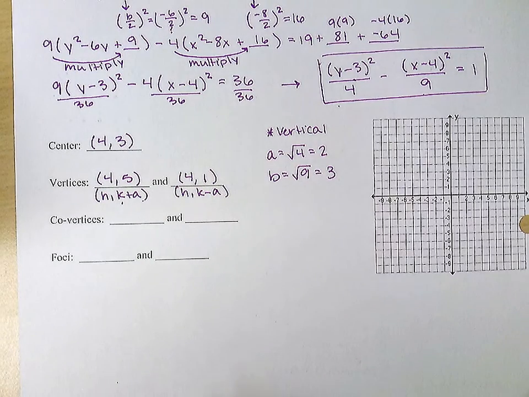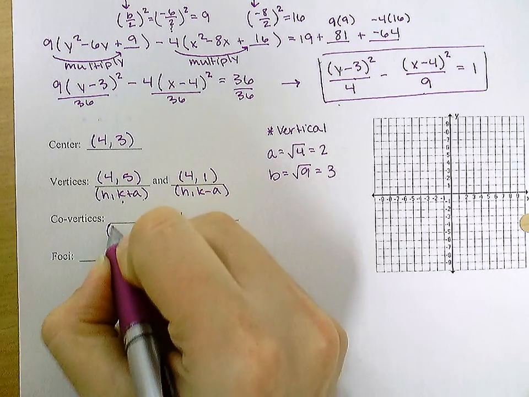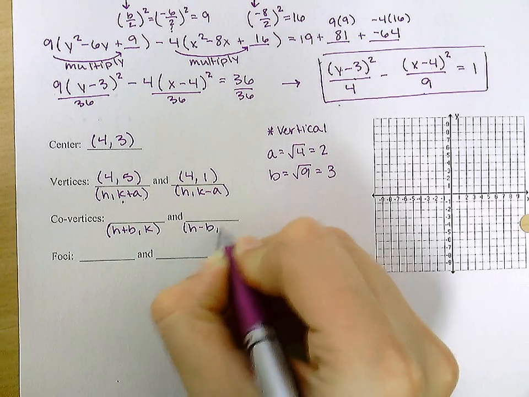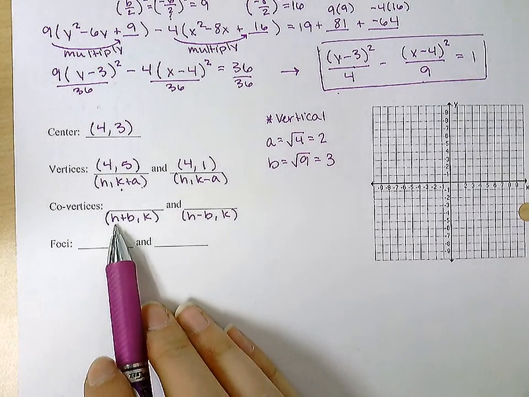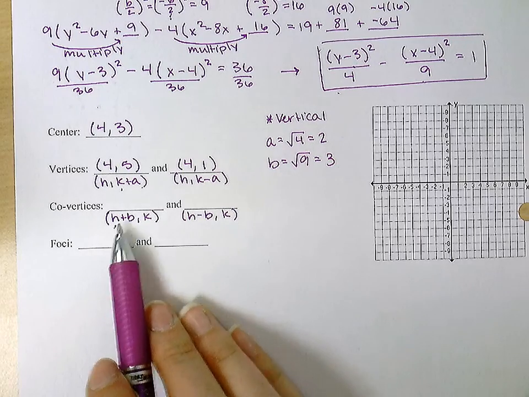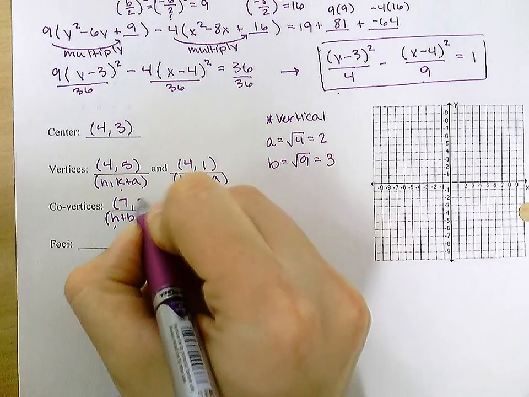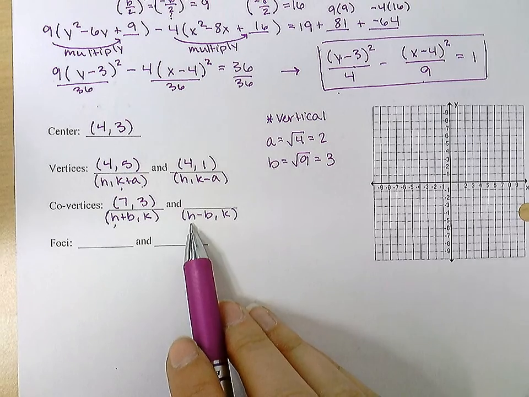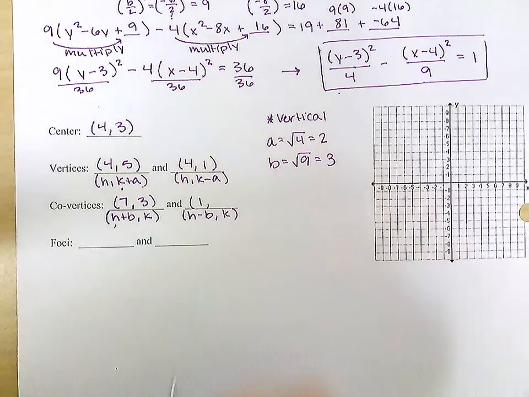Our co-vertices, we use b, so that formula would be (h plus b, k) and (h minus b, k). So taking our h value of 4, add on 3, that's at 7, and then k stays the same at 3. Second co-vertex, we have 4 minus 3, which is 1, and then k is at 3 still.